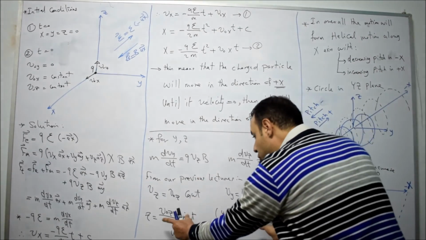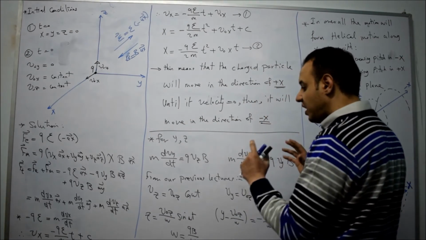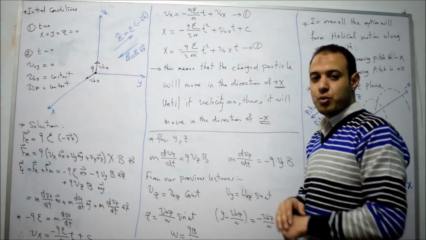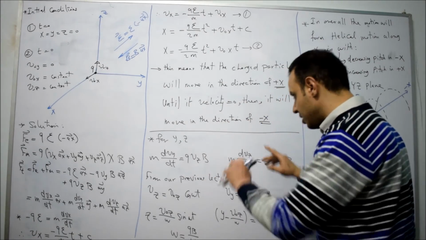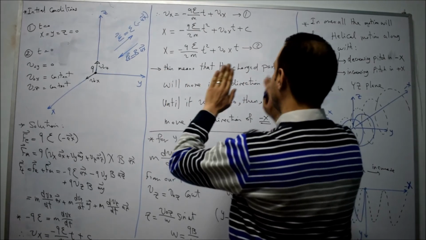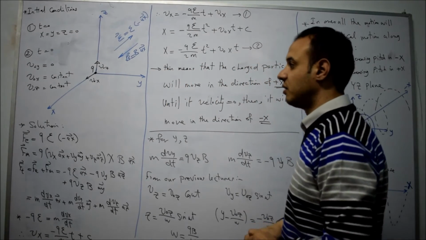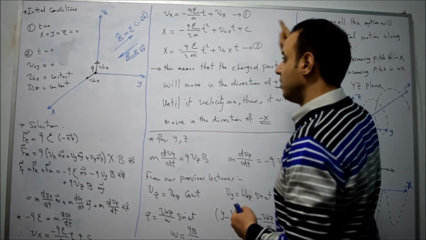So, from these two equations, we can conclude that the motion of the particle in the yz plane is a circular motion. I mean, if we look from the x-axis and we see the yz plane only, we will see a circle. We will see the particle going along a circular motion.